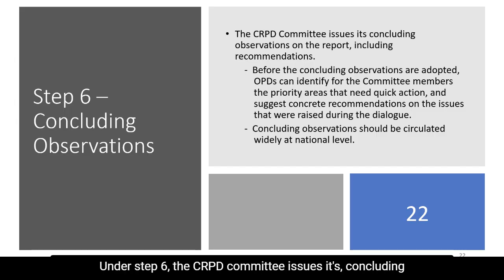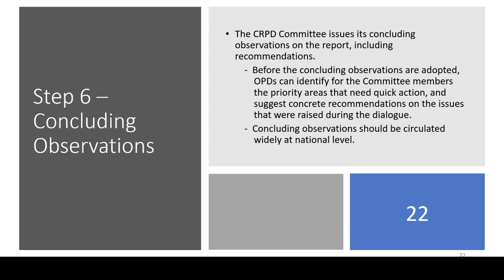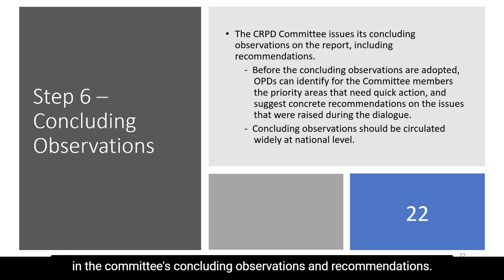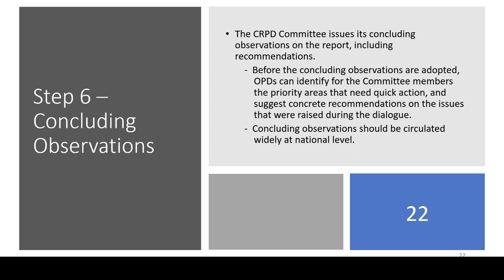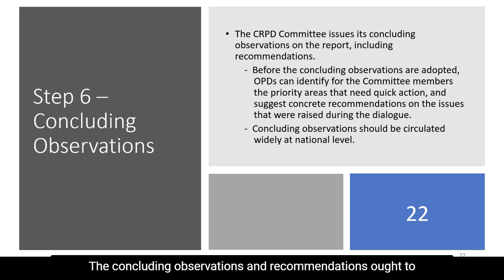Under step six, the CRPD committee issues its concluding observations on the report and its recommendations. Before concluding observations are adopted, OPDs can identify priority issues that they hope to see reflected in the committee's concluding observations and recommendations. The concluding observations and recommendations ought to be circulated widely at the national level, both by the government as well as civil society organizations and others.